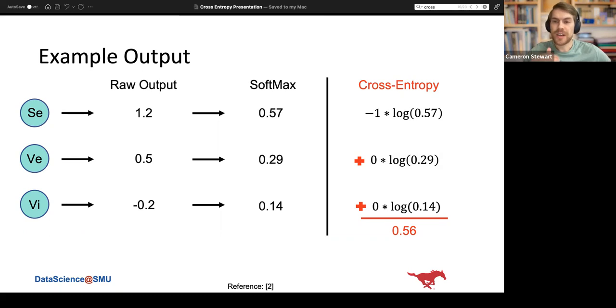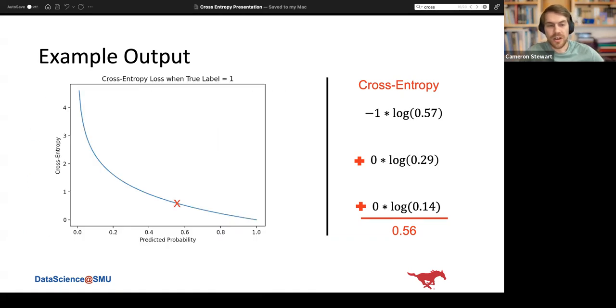And the only class that factors into cross-entropy is the actual class, and it is the negative of the log of 0.57, which equals 0.56. Looking at our loss curve, we can see this is exactly what we expect, as the predicted probability and the cross-entropy align where that x is with our result.